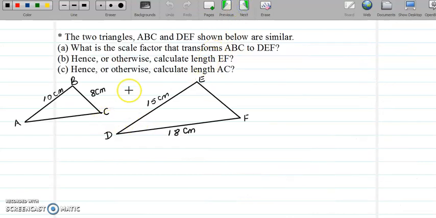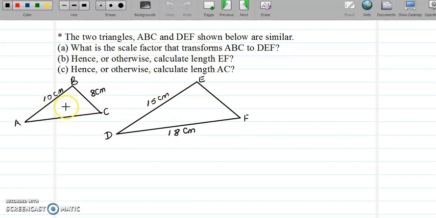Okay, let's look at this question here. It says that the two triangles ABC and DEF shown below are similar. ABC and DEF are similar. What is the scale factor that transforms ABC to DEF?